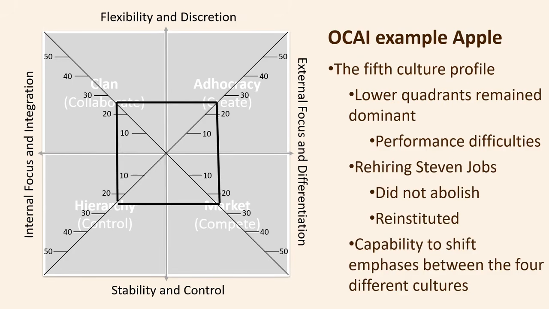Apple had to rehire Steve Jobs to bolster its largely abandoned adhocracy culture. Steve Jobs did not abolish the hierarchy and market culture. Instead, he reinstituted clan and adhocracy-like attributes so that Apple became a more balanced organization. The organization developed the capability to shift emphases between the four different cultures when demands of the competitive environment required it. They adopted the three questions: what should we do more of, stop, or start?